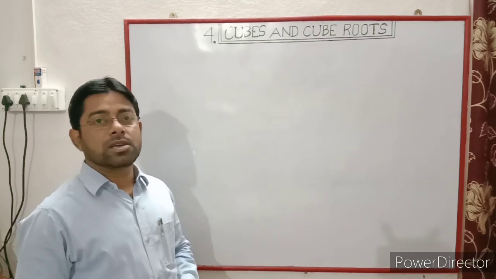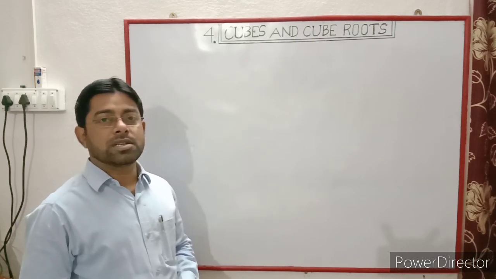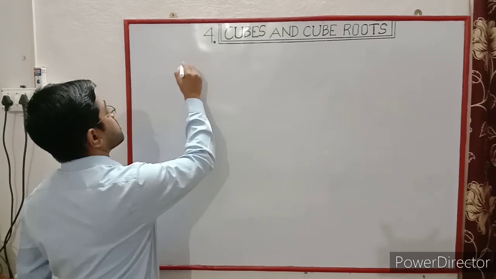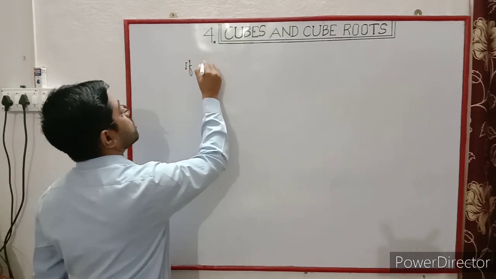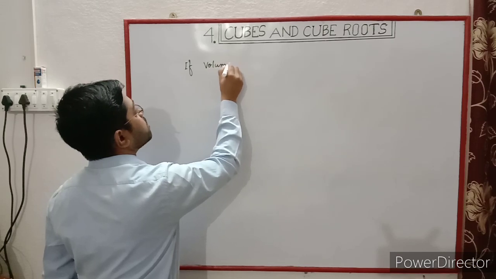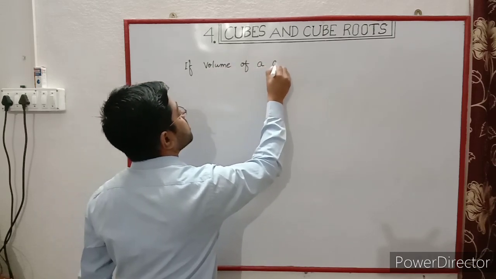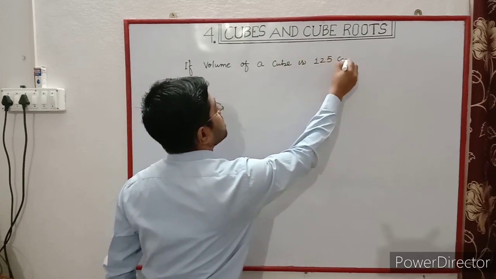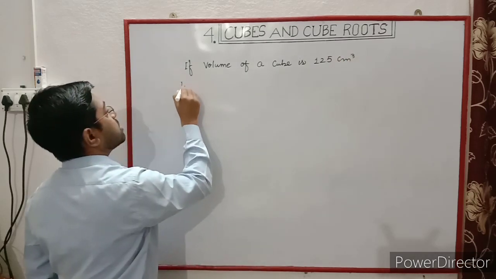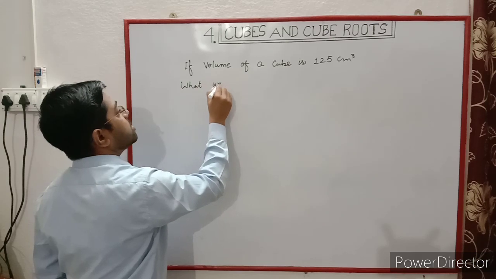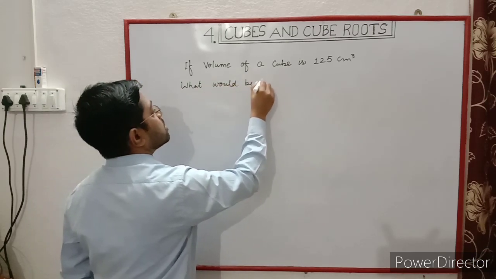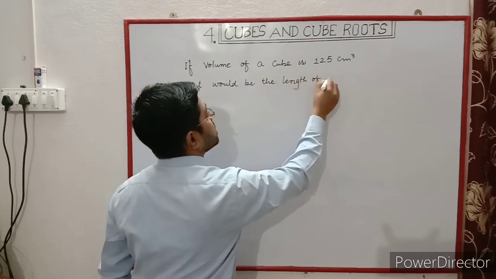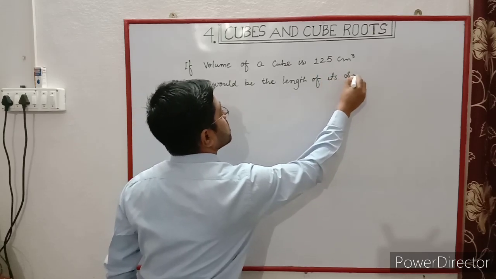If the volume of a cube is 125 centimeter cube, then what would be the length of its side? Let's see. If the volume of a cube is 125 centimeter cube, then what would be the length of its side?